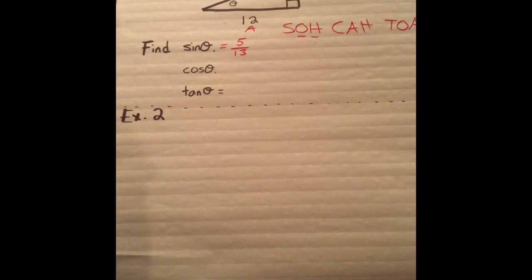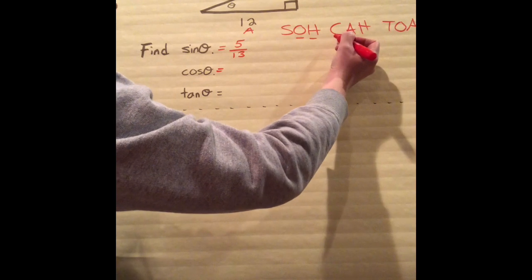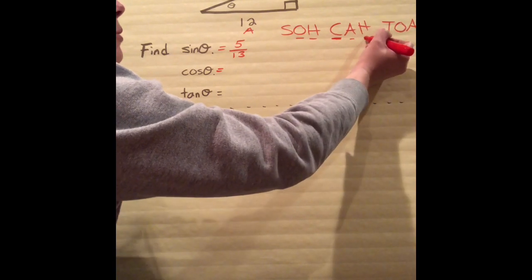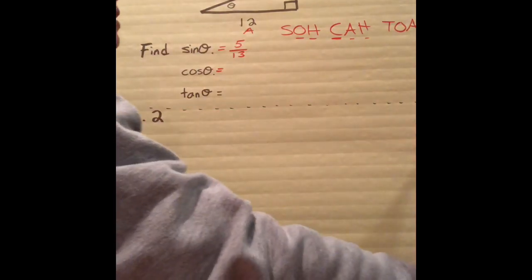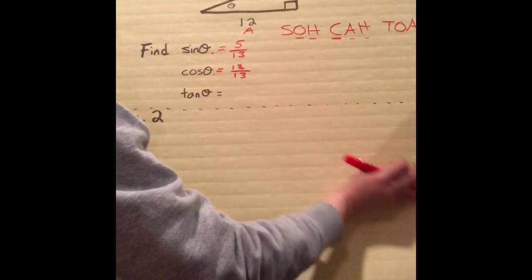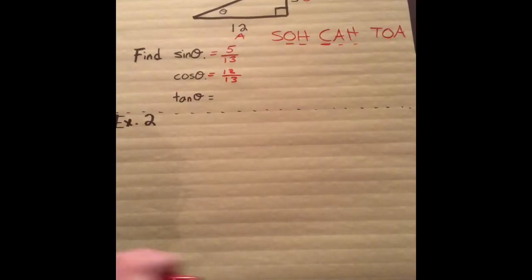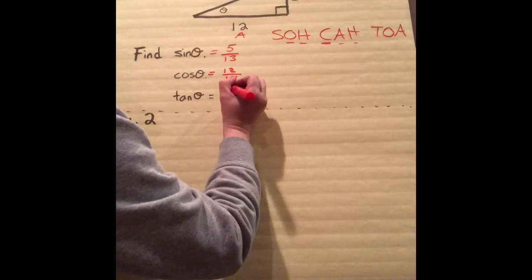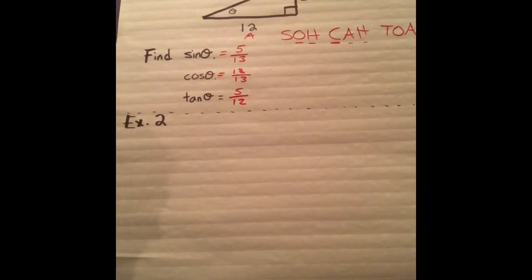For cosine, so right there's the cosine, A over H. So look at my triangle. My adjacent side is 12, hypotenuse is 13. 12 over 13. And for tangent, TOA, SOHCAHTOA. Oh, we can't see that part. O over A, so your opposite over adjacent, which is 5 over 12. Awesome.